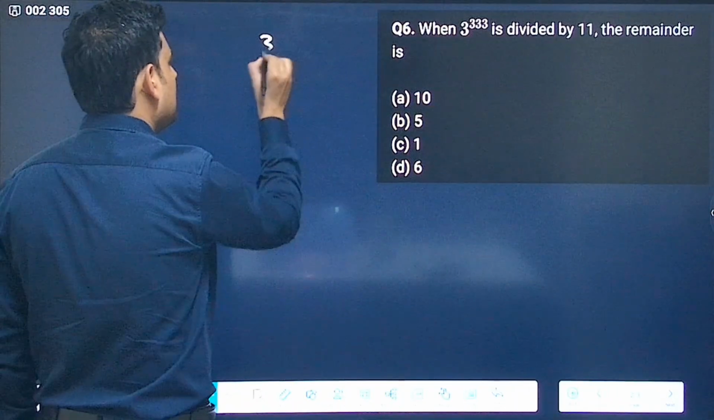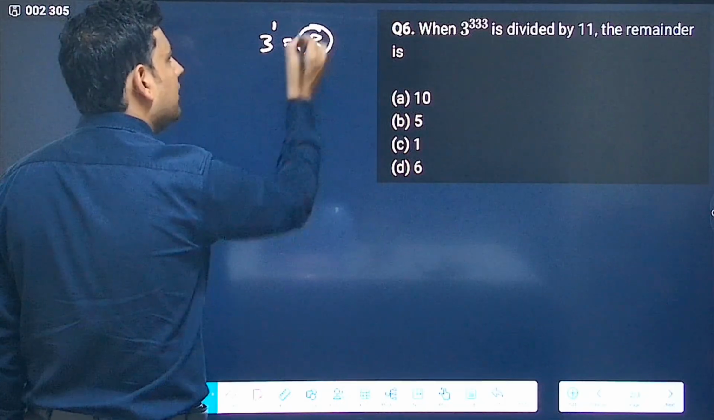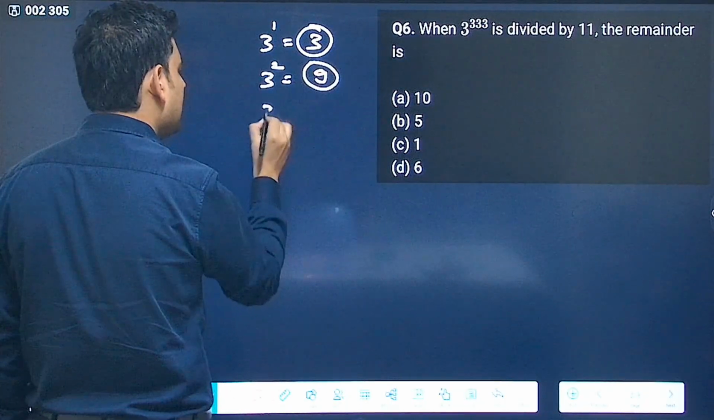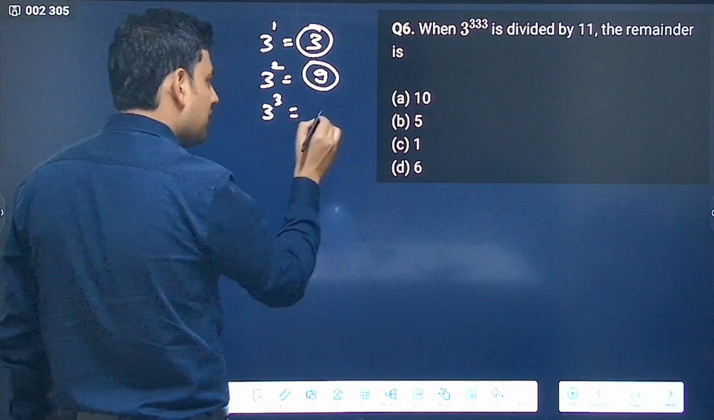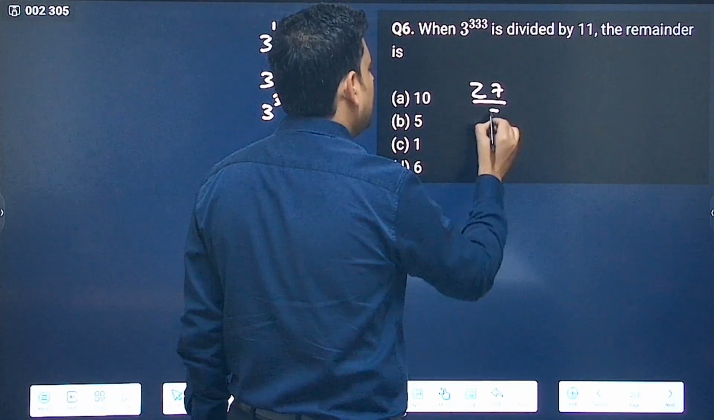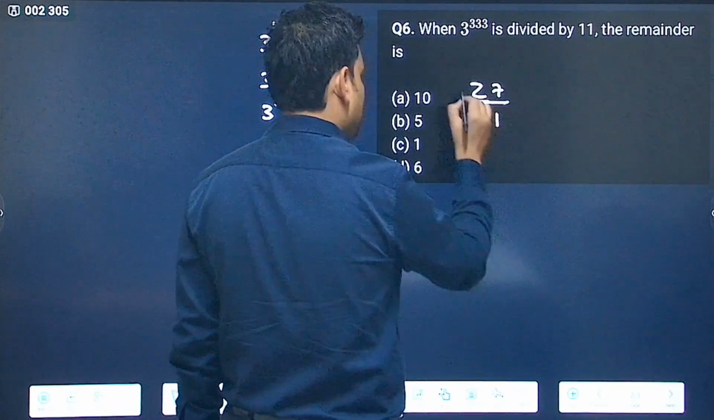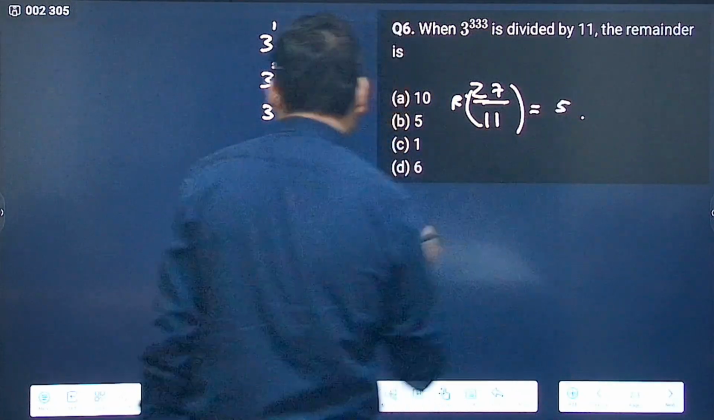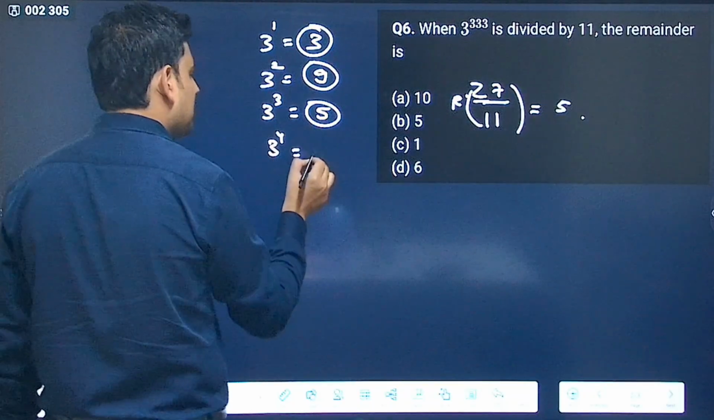3 power 1 is, of course, remainder 3 when divided by 11. 3 square is 9. 9 divided by 11, again remainder is 9. 3 cube is 27. Remainder becomes 5. What am I doing? 27 by 11. What is the remainder? 11 2s are 22. So remainder is 5. Then 3 power 4 is 81. Remainder is 4.